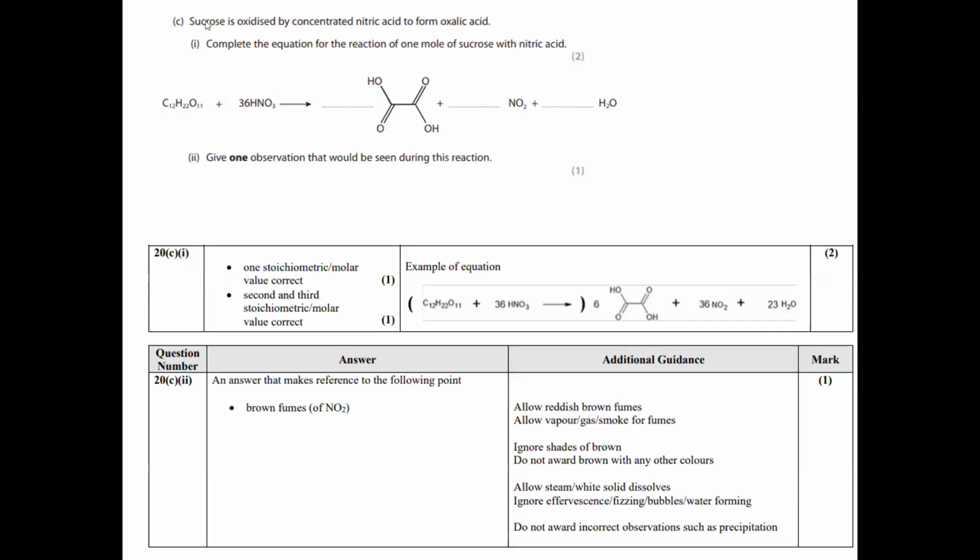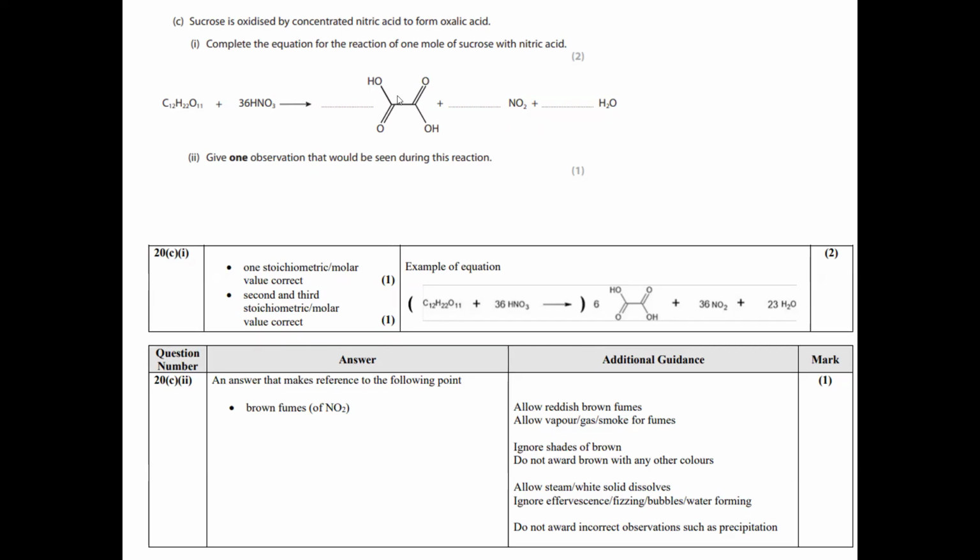Sucrose is oxidized by concentrated nitric acid to get oxalic acid. Complete the equation for the reaction of 1 mole of sucrose with nitric acid. Now you have to balance this equation. Give one observation that would be seen during this reaction.